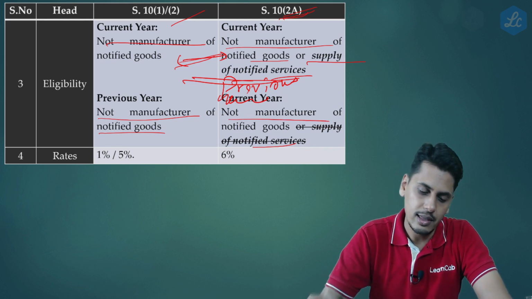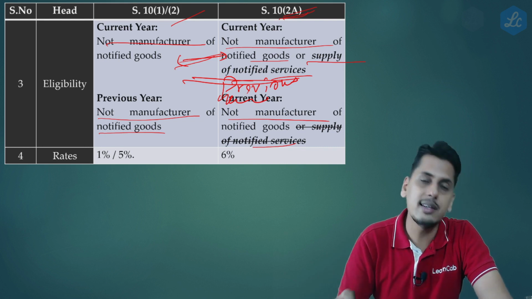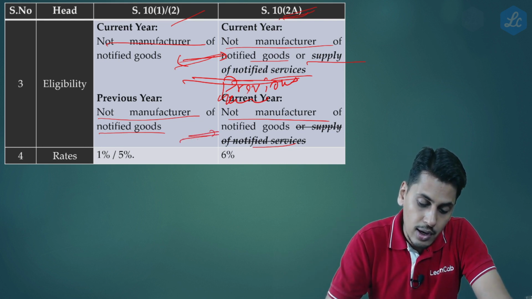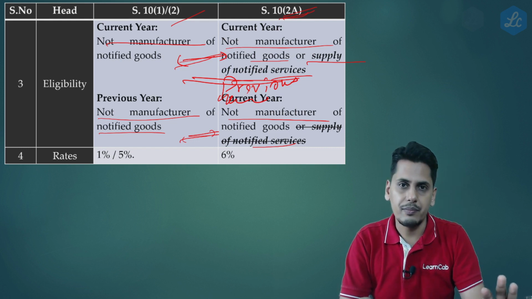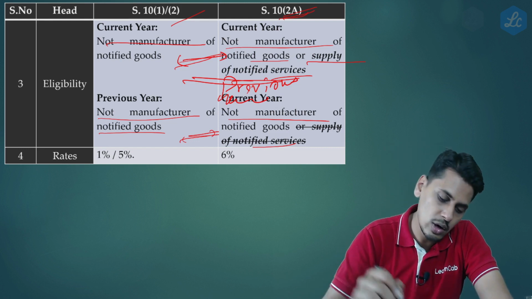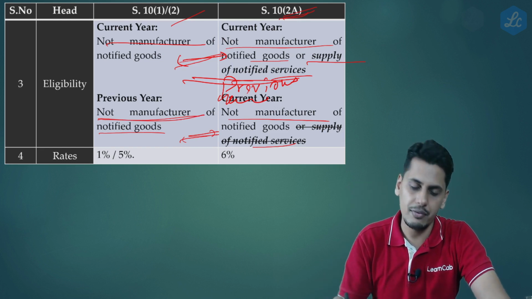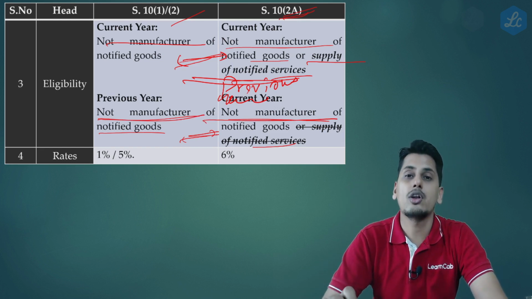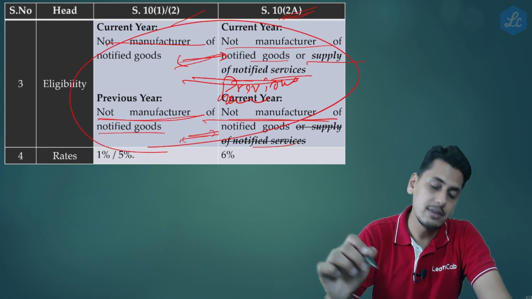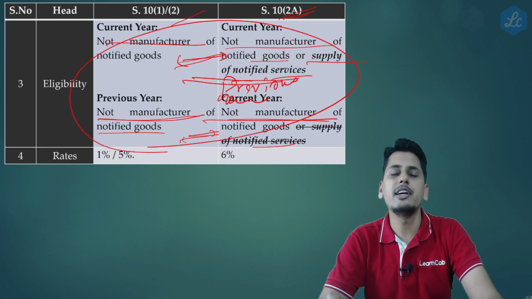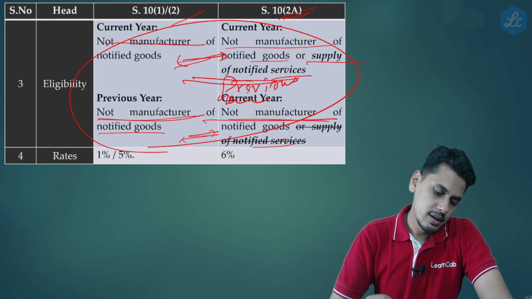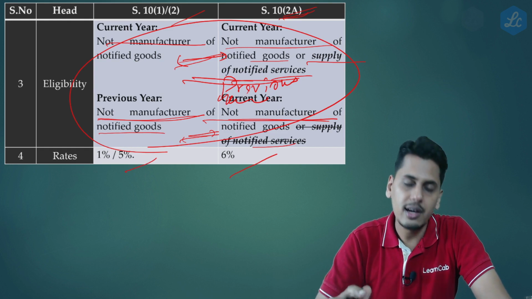notified goods. Now friends, as regards previous year, 10-1, 10-2 composition scheme and 10-2A composition scheme, coincidentally they are in alignment. Because of this oversight, here also it states not a manufacturer of notified goods. Here also it states not a manufacturer of notified goods. So this was the difference which we are speaking of, the difference in the conditions. Otherwise, rest all the conditions remain the same. Rates, friends: here it is 1%, 5% and here it is 6%.